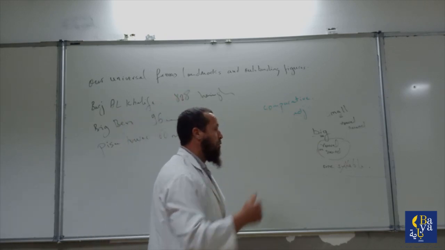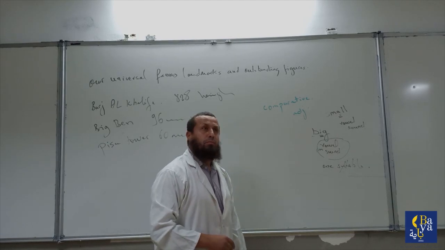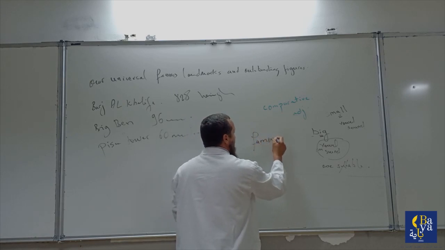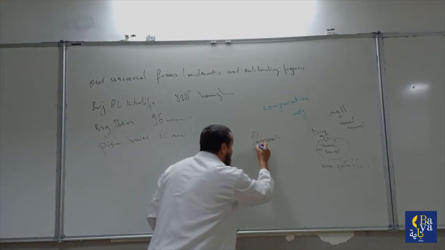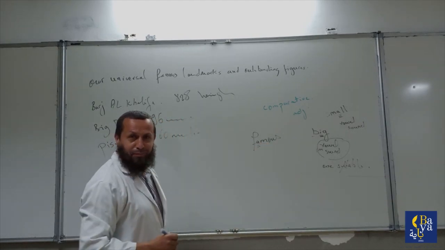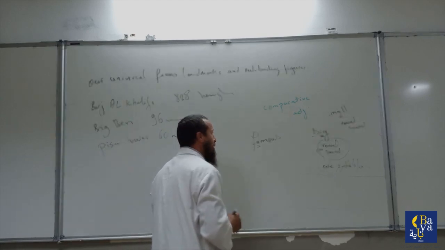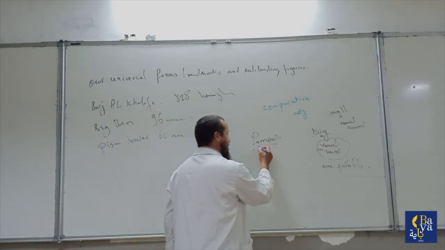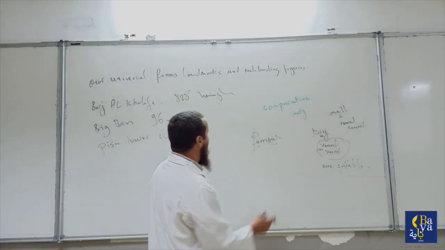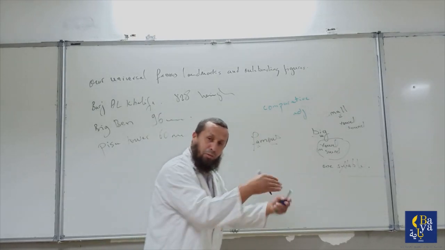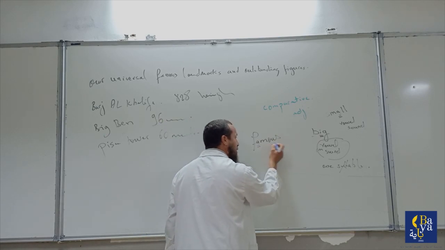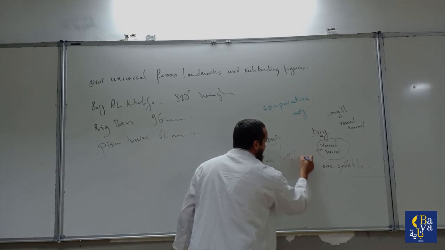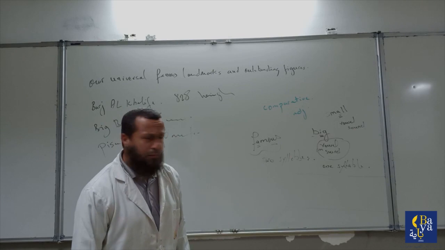Two syllables or more. We can have famous. Here you see we have a vowel sound, which is a diphthong. Famous. So a diphthong, which is a vowel sound, and a second vowel sound. How many vowel sounds do we have? We have two. So it is a two syllable word. This is long.